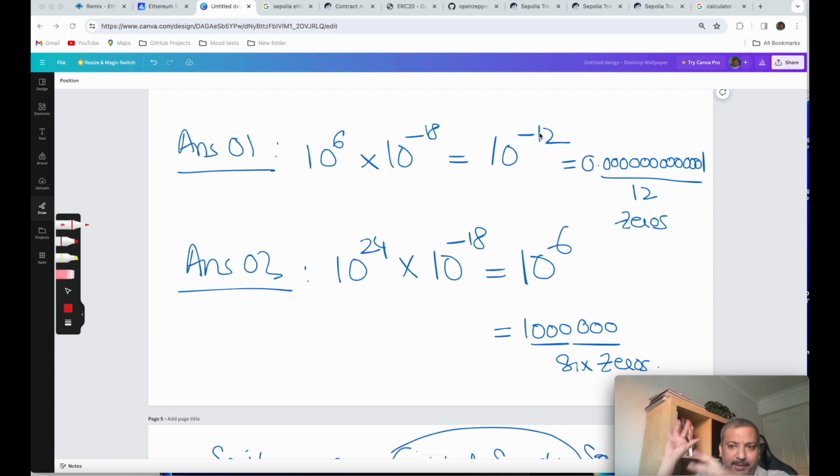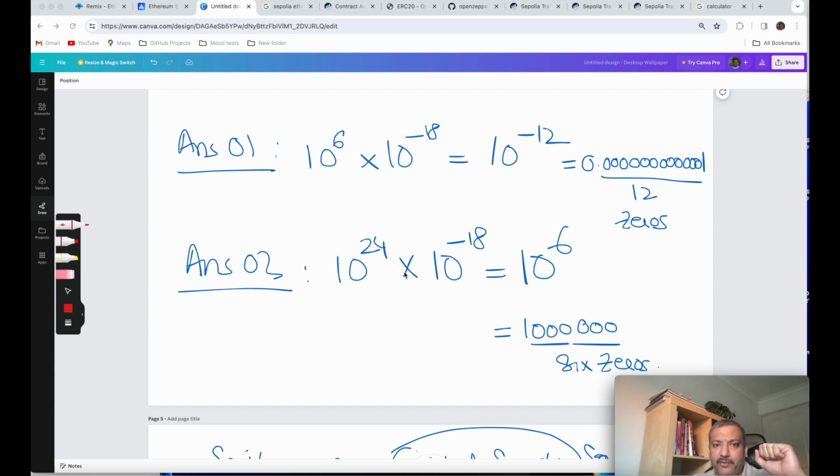Why did we go back to our school math? What I'm trying to help you understand is the whole calculation of the tokens and the whole calculation of decimals, and I've taken these two examples. So let's say you got the answer right, 10 to the power minus 12. I hope you got it right, which essentially means you have 0.12 zeros and 1. That's what it means. And let's look at the second question.